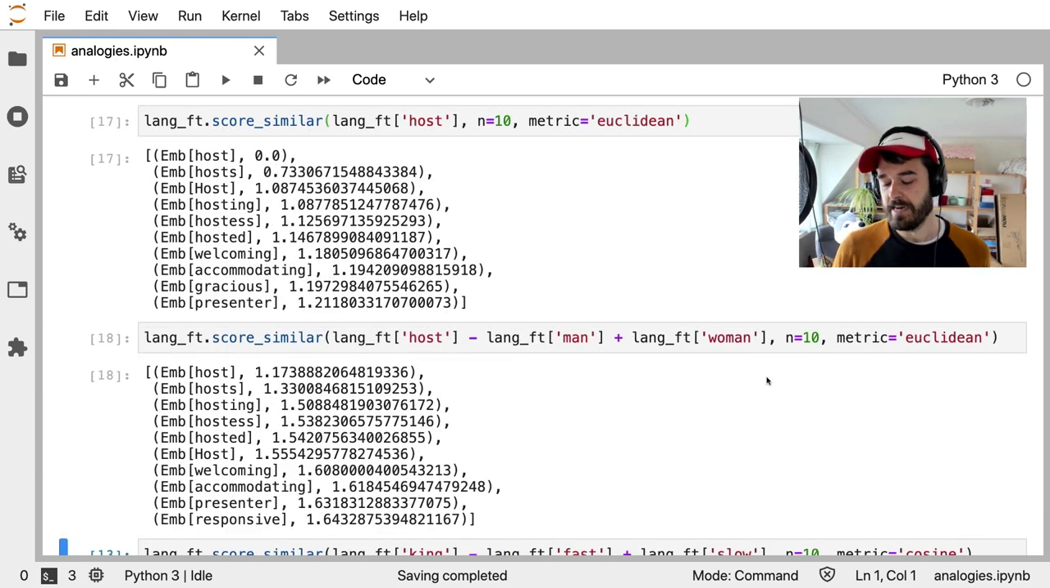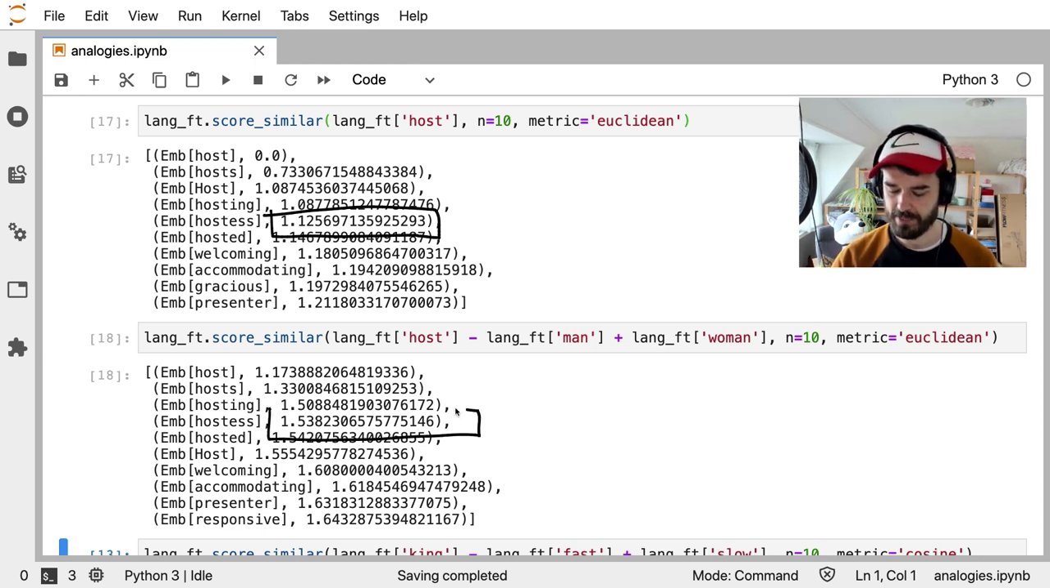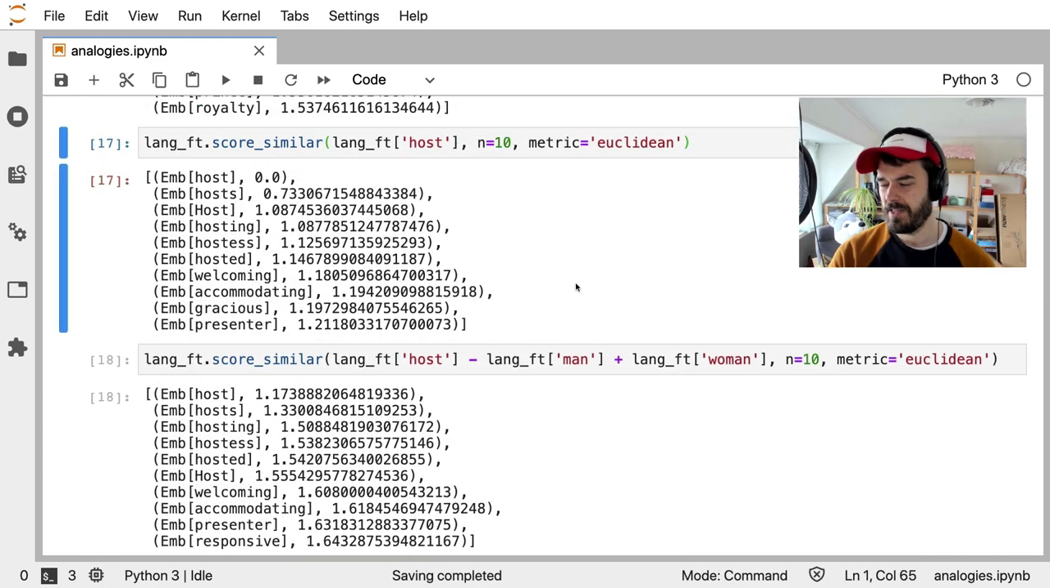And I can repeat this exercise for not king and queen, but maybe for host. And here again, we kind of see the same thing. Hostess here is closer to host than wherever we end up after we apply the plus woman minus man arithmetic. So then we gotta ask ourselves, what is actually happening when we do minus man and plus woman?